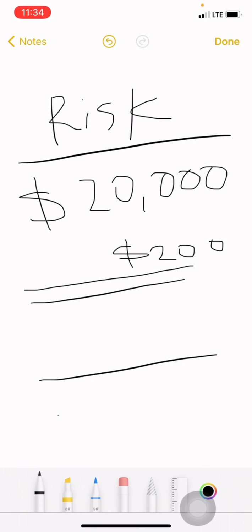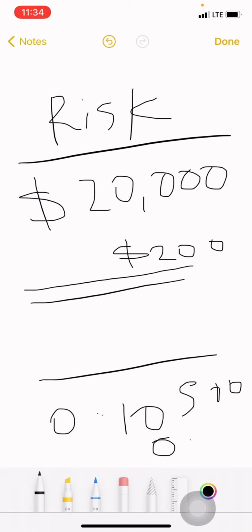So if you're using a 0.10 lot size, it means you are risking 200 pips. So your target has to be like 500 pips on this. But again, if you use, let's say, 0.05 lot size, it means you're risking 100 pips. So your target has to be more than 200 pips, guys.